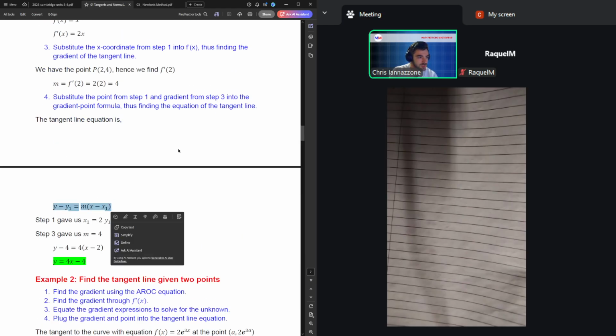We have our gradient, we have our point. I've always preferred to just use the gradient point formula and then rearrange it. You can do a y equals mx plus c approach, and that's perfectly fine as well. In fact, I think I literally counted the lines of working between both, and they come out identical anyway. You'll save no time either way.